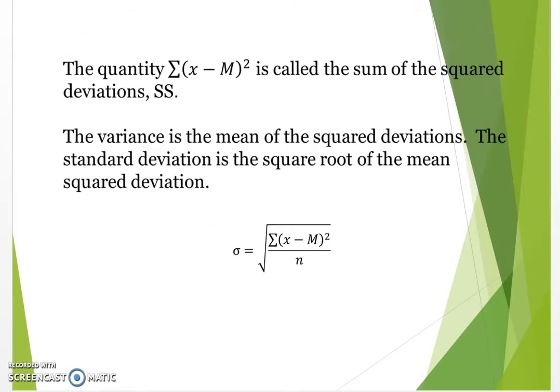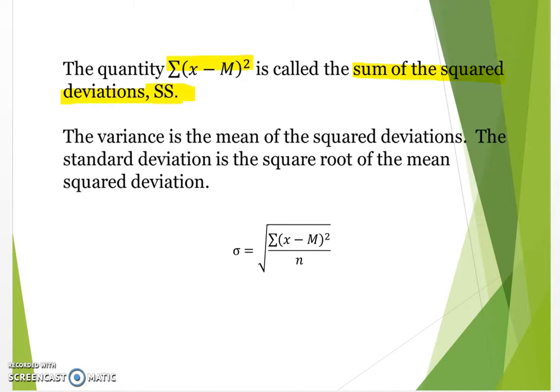Over here, we have seen an important part of the computation. We do the sum of x minus m squared. That quantity is called the sum of the squared deviation, SS. The variance is just the mean of the squared deviations. The standard deviation is the square root of the mean squared deviation.